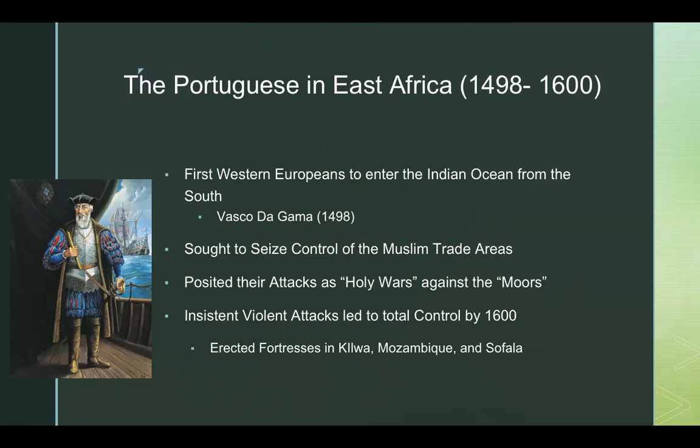So how do you swing this? Well, they had to take control, right? So they posited this as a religious war, right? They posited this as a religious war and described what would happen next as wars against the Moors. Now, that's a very deliberate choice of words, and I will explain why shortly.